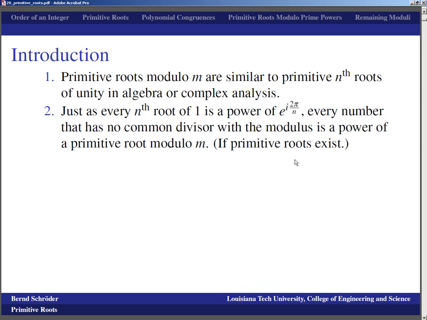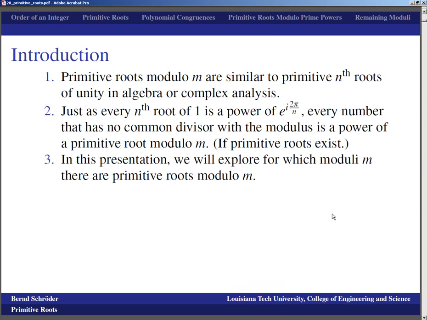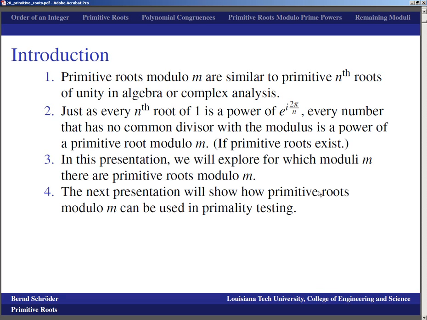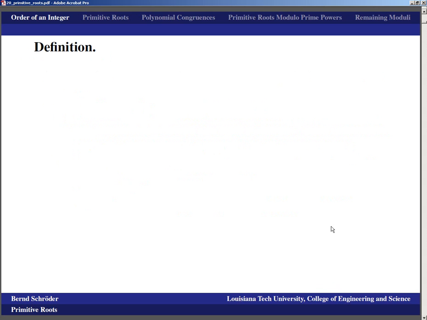but it may not be the case that primitive roots exist for a specific modulus, and in fact the final result in this presentation will tell us exactly for what moduli primitive roots exist. And so we will explore for which moduli there are primitive roots, and the presentation after this one will then use primitive roots, for example, in primality testing, because in the next presentation we are going to prove Rabin's probabilistic primality test.